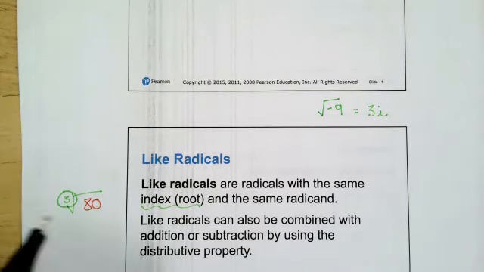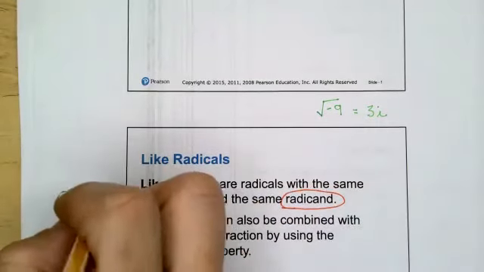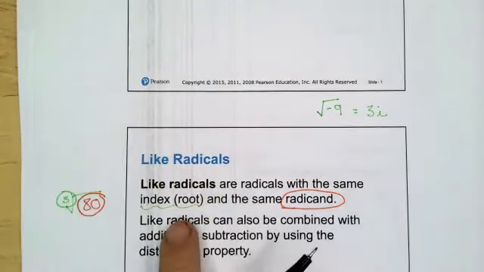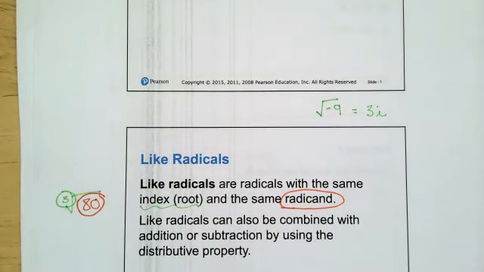But then you have something called the radicand, which is the inside or under the radical, okay? So in this case, the root is 3, the radicand is 80. If you want to combine them like you are combining like terms, they need to have the same index and the same radicand, okay? Like radicals can be combined with addition or subtraction by using the distributive property, okay? So working to combine radicals is similar to working to combine like terms, okay?